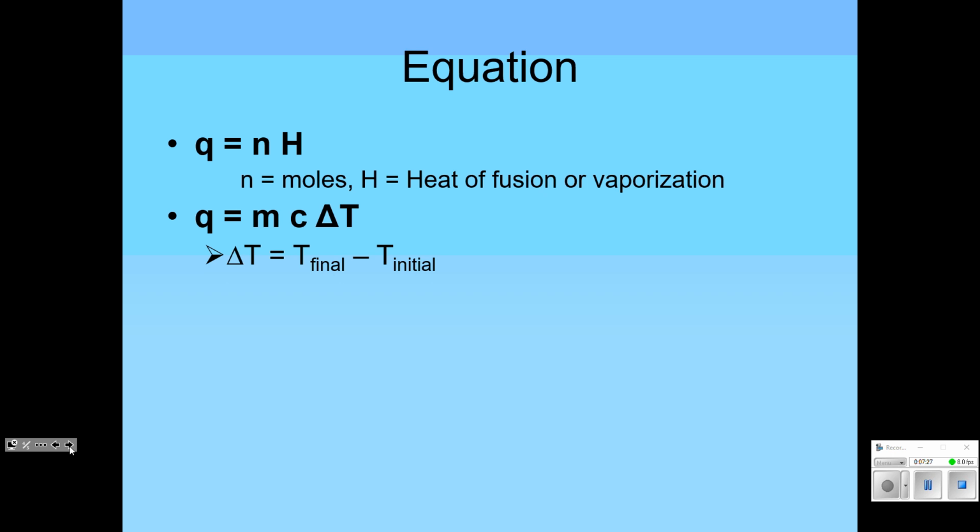The second equation in bold is the one that is given to you on your equation sheet. Q equals mc delta T. And again, I remind you what delta T means as well. I don't know why they don't give you the first equation, but I know they don't.